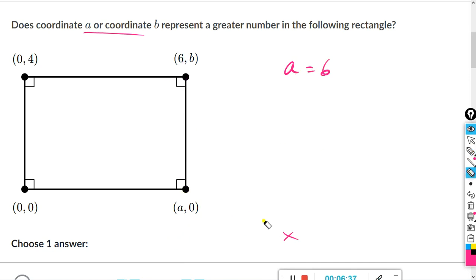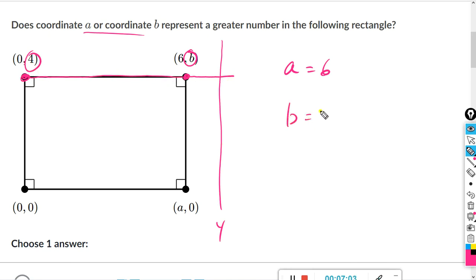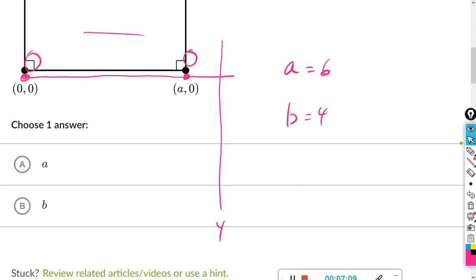And now, if you take a look at B, that is the y-coordinate. And remember the y-axis is how far up, down. And if you take this point and trace it to the y-axis, you see it also is going to match the y-coordinate of this point, which is 4. So B equals 4. Clearly, we can see A is greater than B because it's 6 versus 4. So A is the greater number.